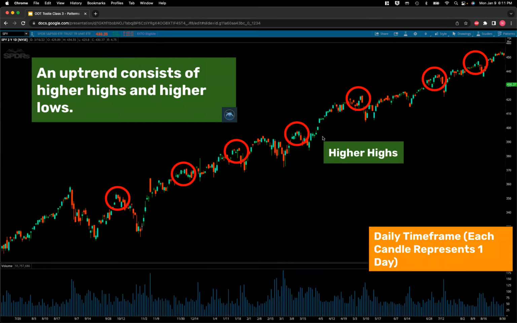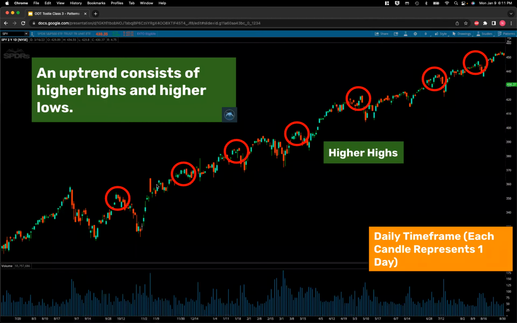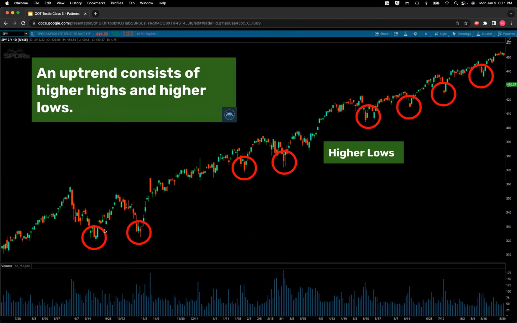And the other part of an uptrend is higher lows. Here you can see how I marked out these higher lows. Notice how every time the price comes into a dip, that dip is at a higher price. Just a reminder, the y-axis on this chart is price. To recap, an uptrend consists of higher highs and higher lows. Here you can see the higher highs depicted in the red circle. If we compare to the y-axis, each and every one of these red circles is higher than the previous, meaning that this is a very well-defined uptrend. Same thing with the lows. Each and every low is higher than the previous low, indicating also a well-defined uptrend.